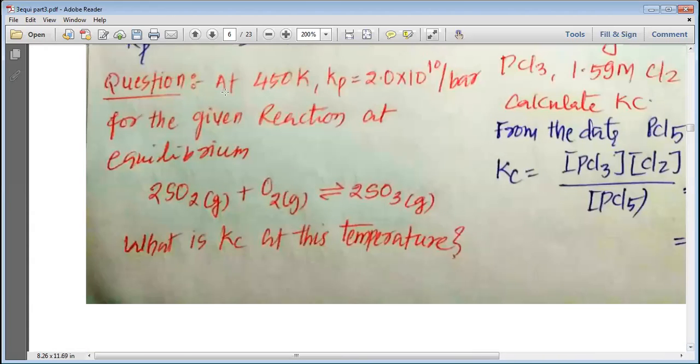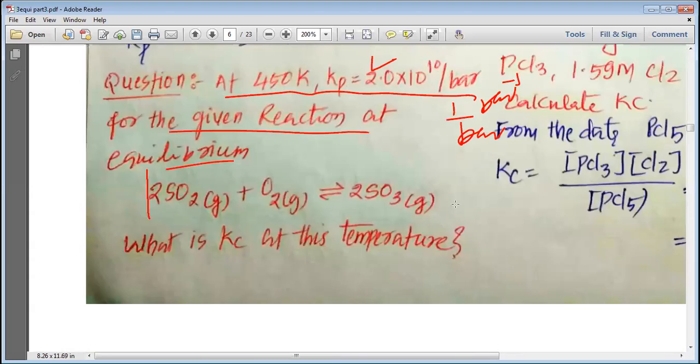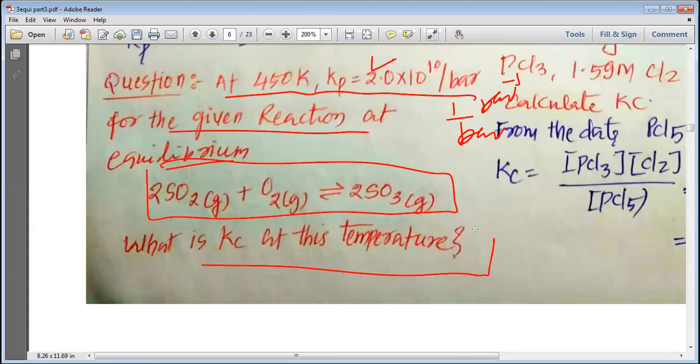Thank you very much. Let's move forward. At 450 Kelvin, the value of Kp is 2.0 into 10 to the power 10 per bar. Per bar means 1 divided by bar, or you can say bar inverse. For the given reaction at equilibrium, we have the equation 2SO2 reacts with O2 to give 2SO3 gas. What is the Kc at this temperature?